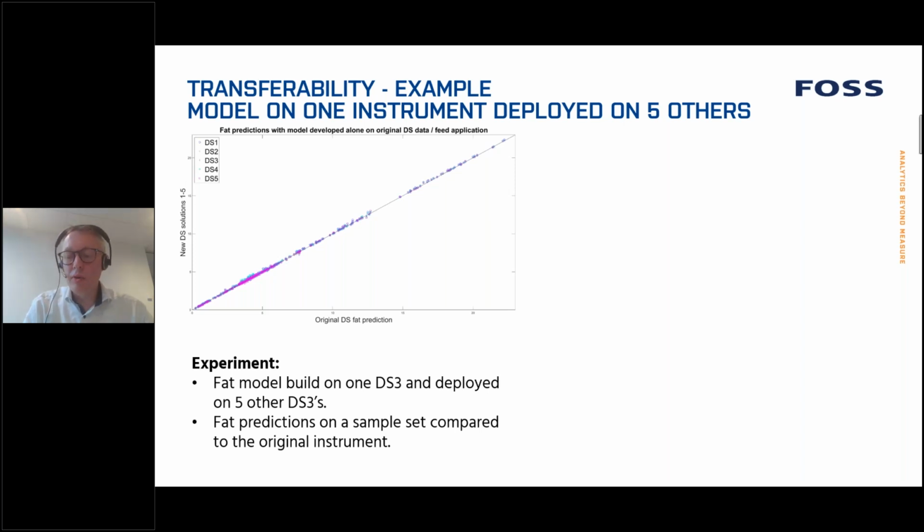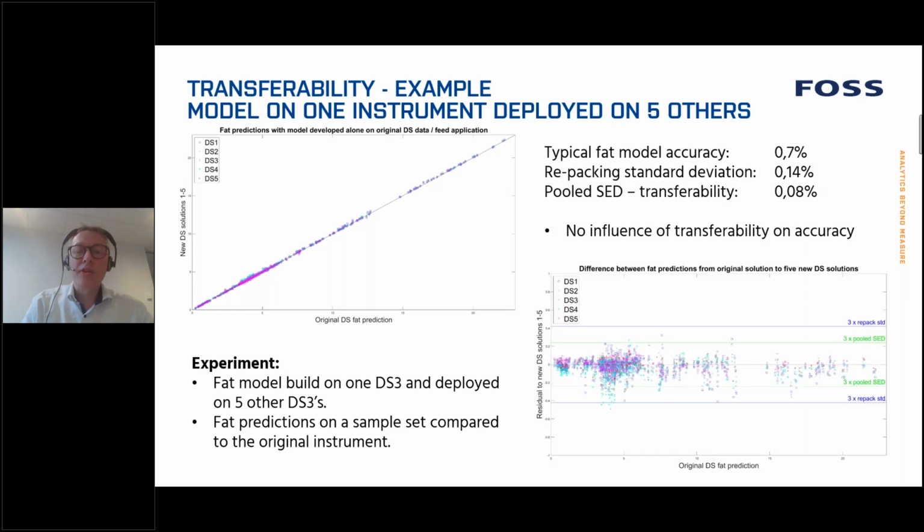If we zoom in and look a bit more into the actual numbers, with this kind of model, you will typically get an accuracy of 0.7%. If you repack the sample, you would typically get, in this case, a deviation between repeated measurements of 0.14%, which represents the homogeneity of the sample.